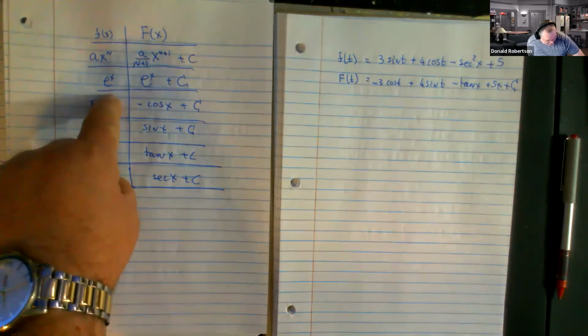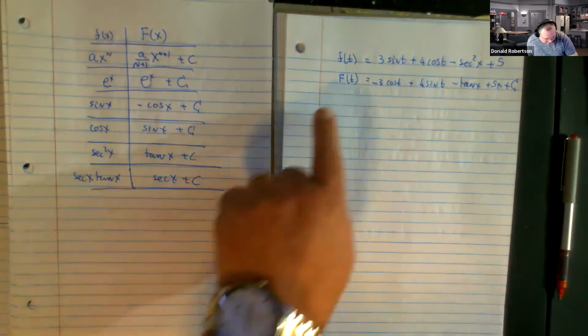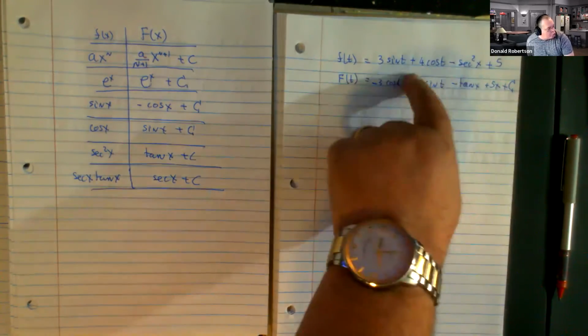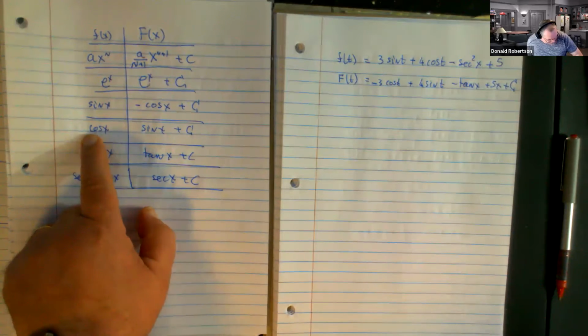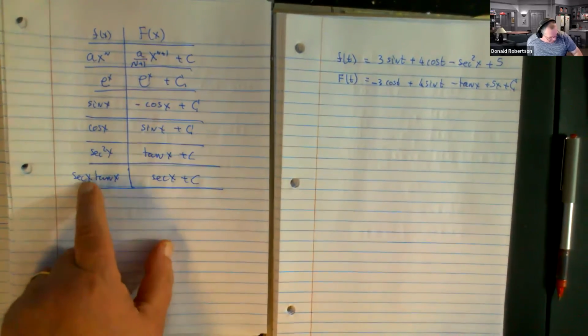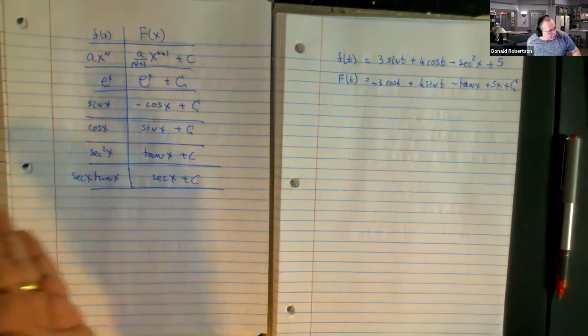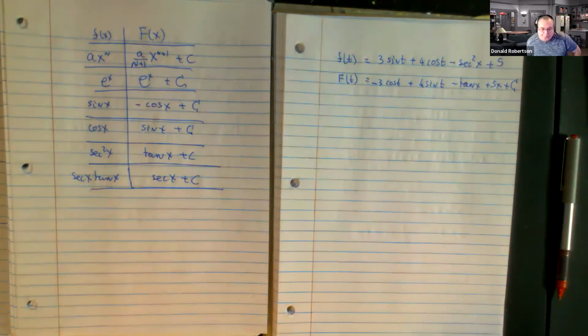So as long as you know what the antiderivative of the pieces are, can't you get the antiderivative of any plus-minus multiple combination of it, right? If you want 5 cosines, just stick a 5 there, right? You want negative 2 of these, stick a negative 2 there, right? Constants follow each other. Any questions so far?